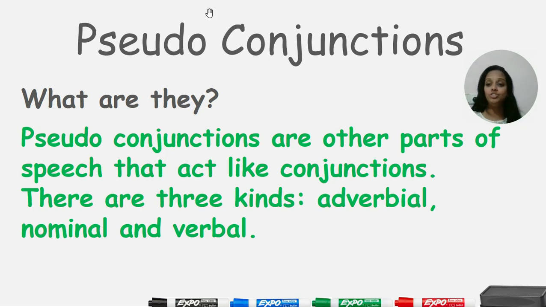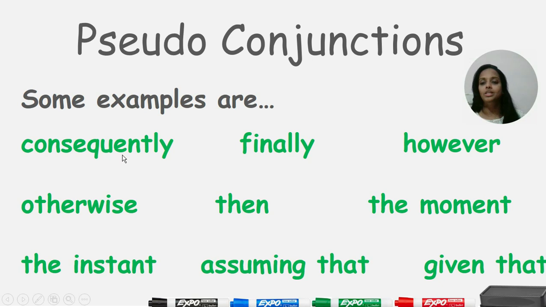So, what are pseudo conjunctions? They are other parts of speech that act like conjunctions. So we have three kinds of conjunctions, which are adverbial, nominal, and verbal. And let's see some of the examples all together. So here are some examples: consequently, finally, however, otherwise, then, the moment, the instant, assuming that, given that. These are some of the examples of pseudo conjunctions because these are words that act like conjunctions but are actually adverbs, nouns, or verbs. Remember that.